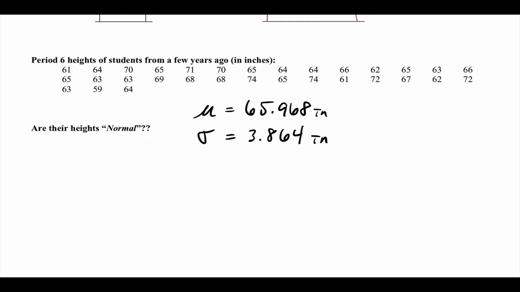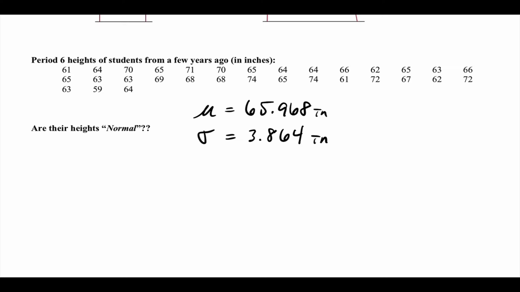Standard mean and standard deviation. We calculated that yesterday, right? So we got the average student in this class is about 65.968 inches tall. It's about 5'6". Okay, that number varies by about 4 inches, because not every student was 65.968, right? So that's why we have standard deviation.